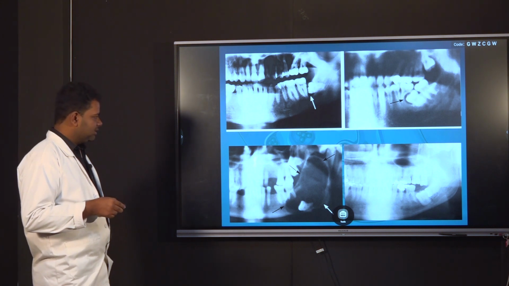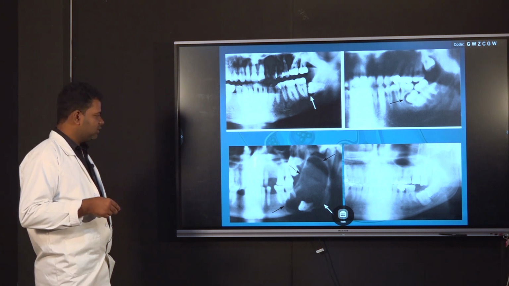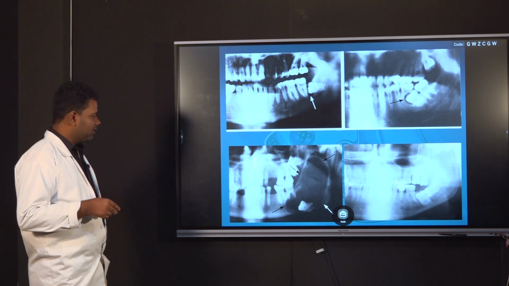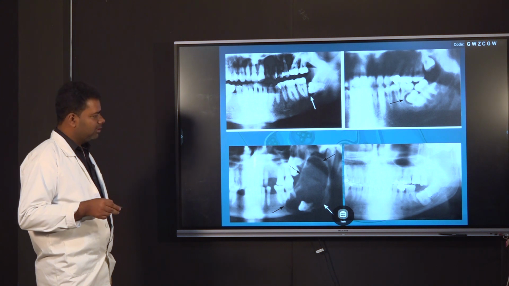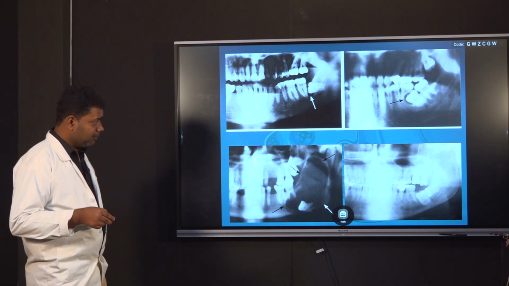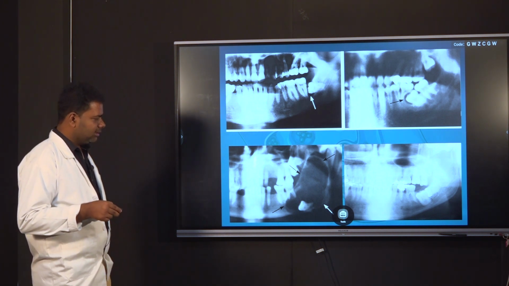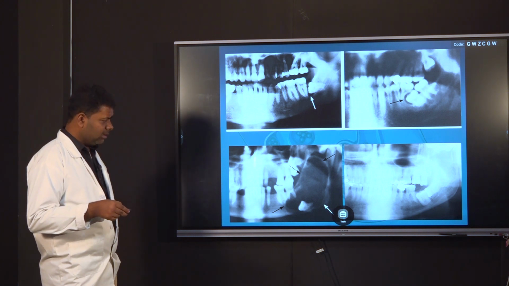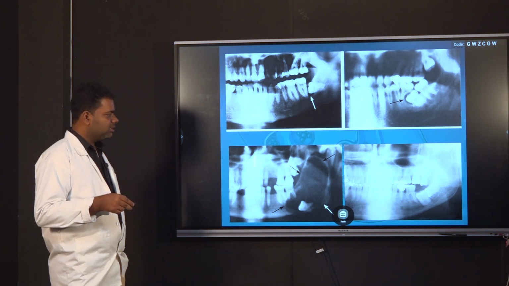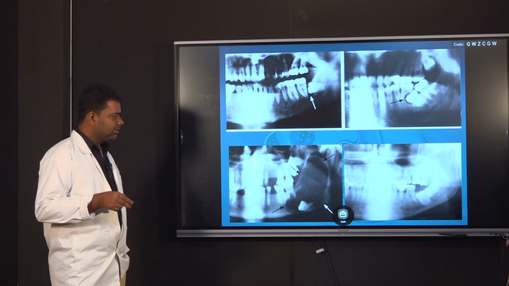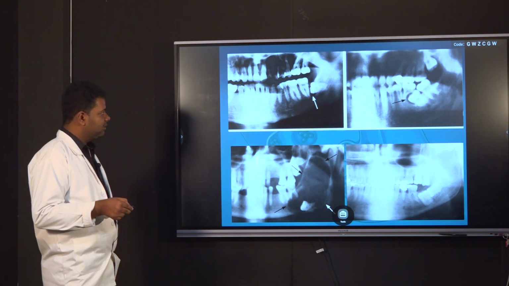And here you can see there is a large cyst formation extending from the first molar all the way to the sigmoid notch. And here you can see that the tooth is impacted, which is present at the lower border. And also here we can see a pathological condition where the seventh or second molar is present deep to the first molar. So for this we should remove the third molar so that the second molar will come into its original place.